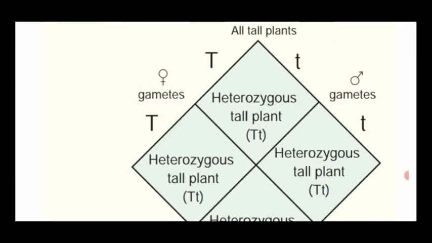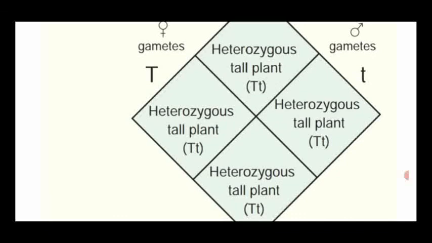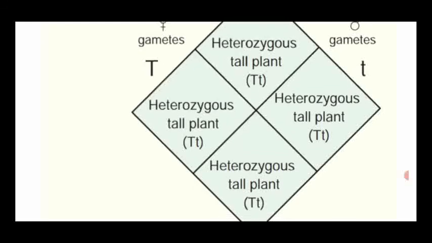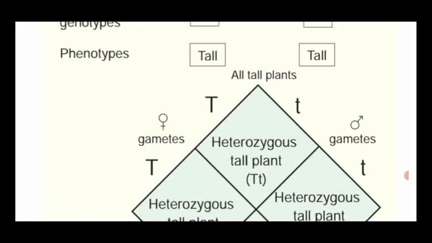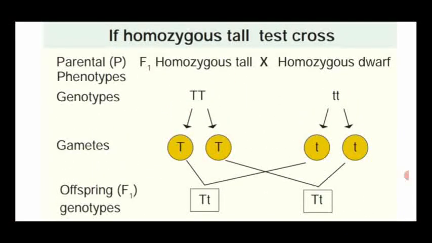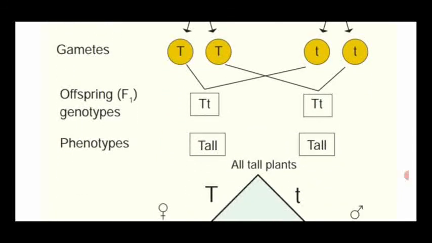The female plants are tall, crossed with what? The homozygous dwarf plant. Here also homozygous. We get all heterozygous tall plants. There is no dwarf, everything is a tall plant, but heterozygous. So this is the other test cross, which proves the homozygous tall as well as the heterozygous tall. That is the advantage of test cross.